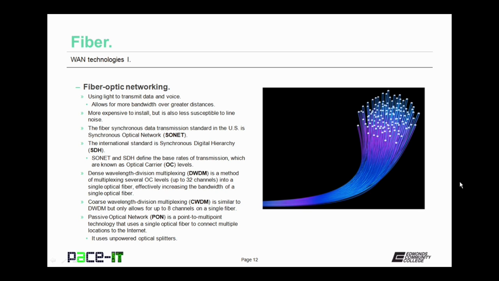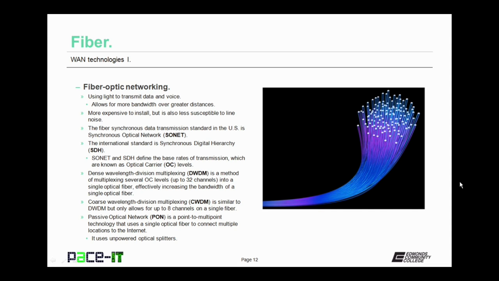Fiber optic networking is using light to transmit data and voice. This allows for more bandwidth over greater distances. Fiber optic networking is more expensive to install, but it's also less susceptible to line noise. The fiber synchronous data transmission standard in the United States is called the Synchronous Optical Network, or SONET, standard. The international standard is called the Synchronous Digital Hierarchy, or SDH.